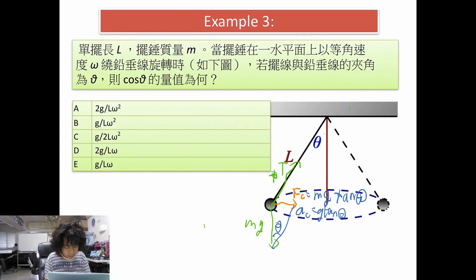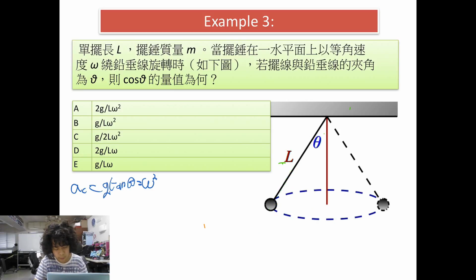So Ac equals g tangent theta, and it is also equal to omega squared R, remember that Ac equals omega squared R. So it is omega squared times the radius, and that's important. What is the radius? If you look carefully, the radius is not L, because the radius is toward the center right here. So this part is the radius, which is L sine theta.